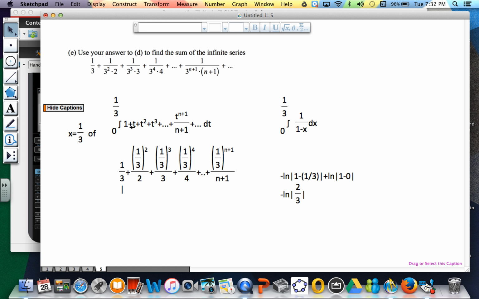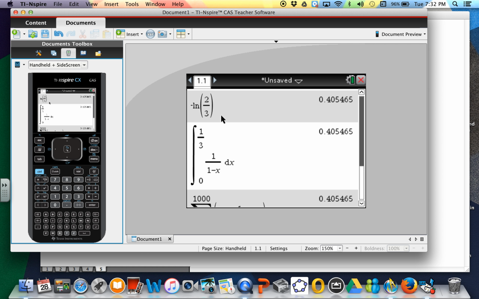Isn't that just my integral from 0 to 1/3 of that f of x? Well, if I take that integral, I get natural log and I evaluate it and I get minus natural log 2/3. Well, if I plug this in here, I'll see that I have a series. What's really cool is if I evaluate minus natural log 2/3, I get that. I take the integral from 0 to 1/3 of 1 divided by 1 minus x, I get that.